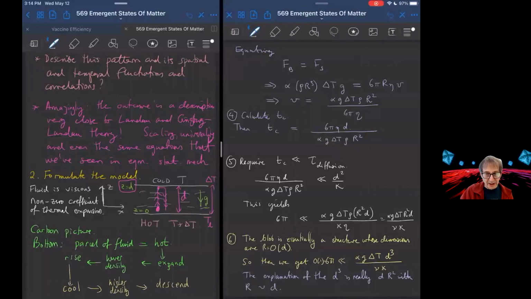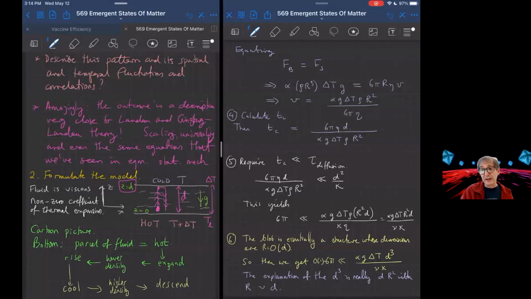Last time in Emergent States of Matter, we were considering thermal convection. That's the problem shown here on the left, where you have a fluid between two plates, one of which is very hot at the bottom and one of which is colder at the top. The hot plate causes the fluid locally to thermally expand and therefore reduce its density. Because it's in a gravitational field, the fluid rises, or can rise. And the question is, what actually happens?